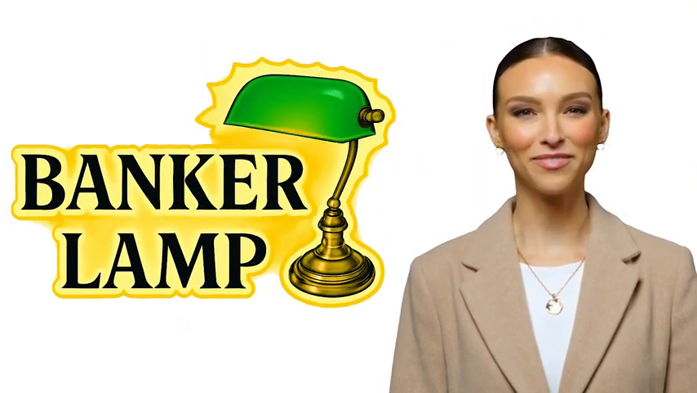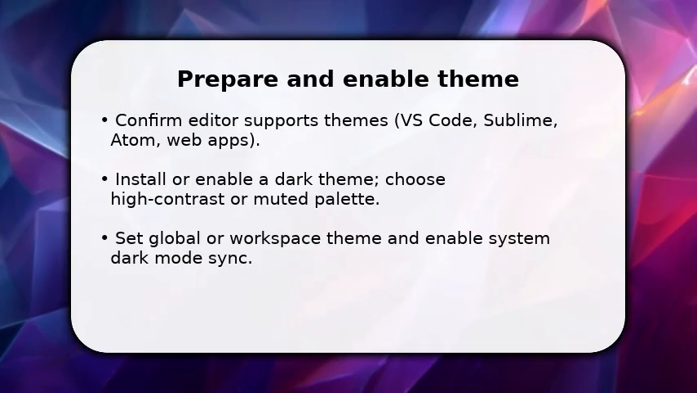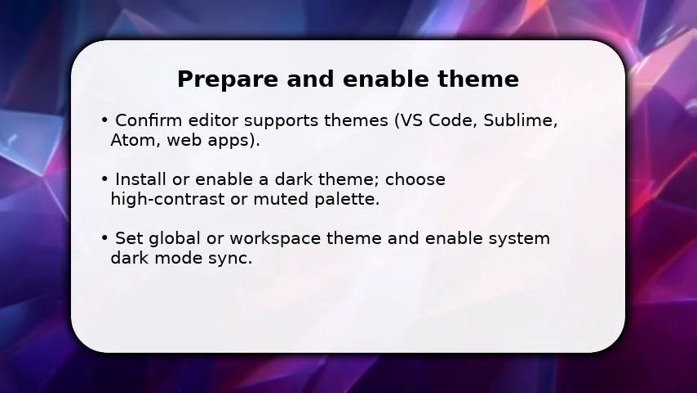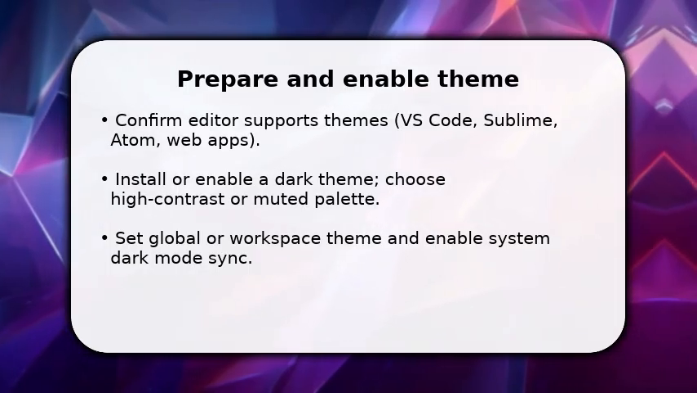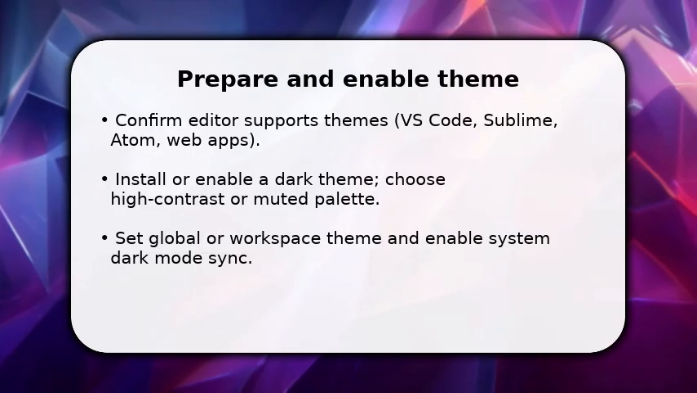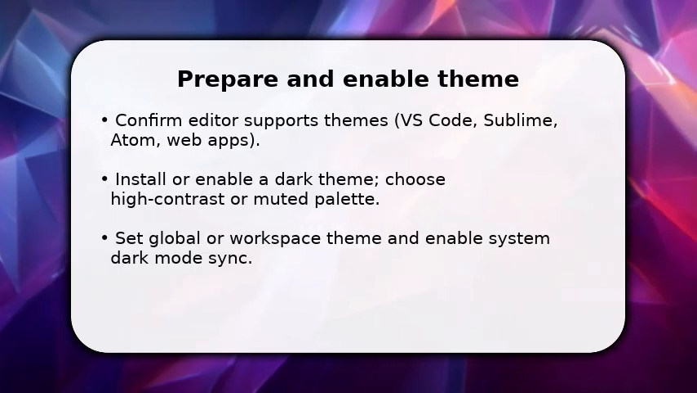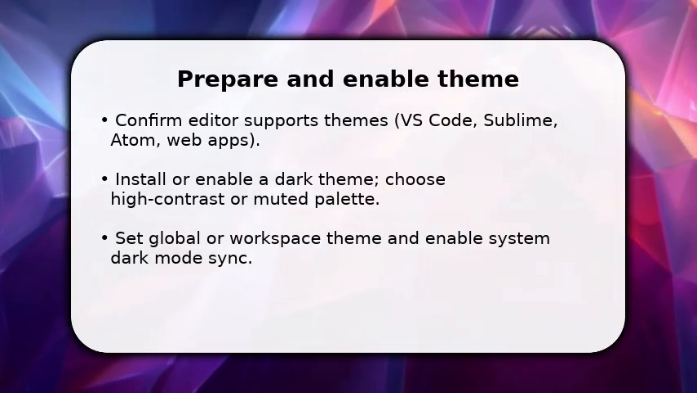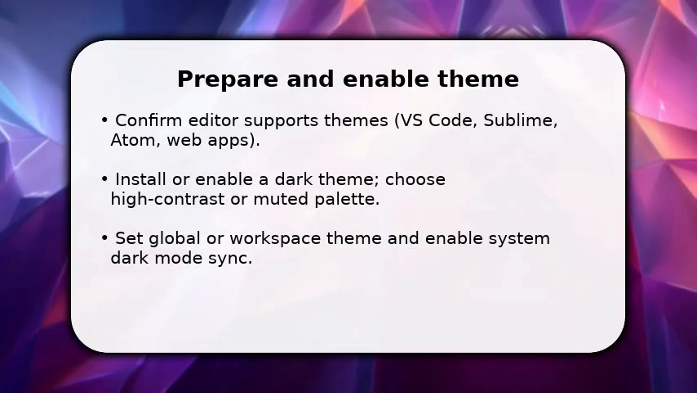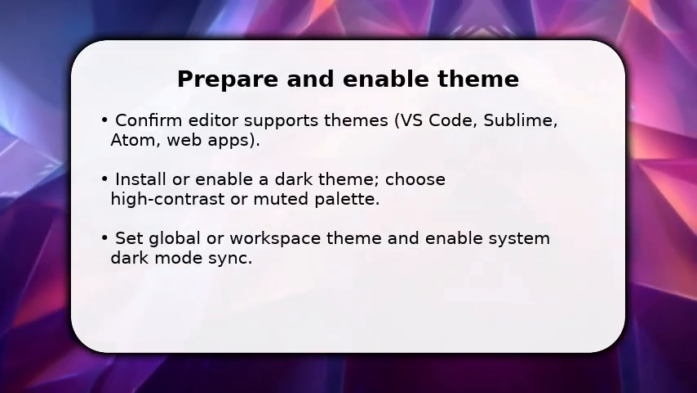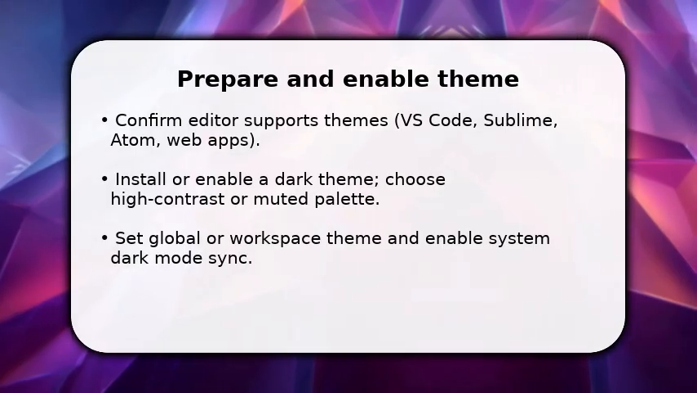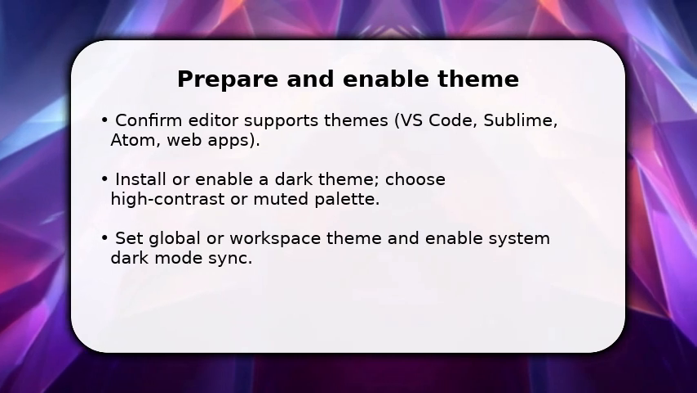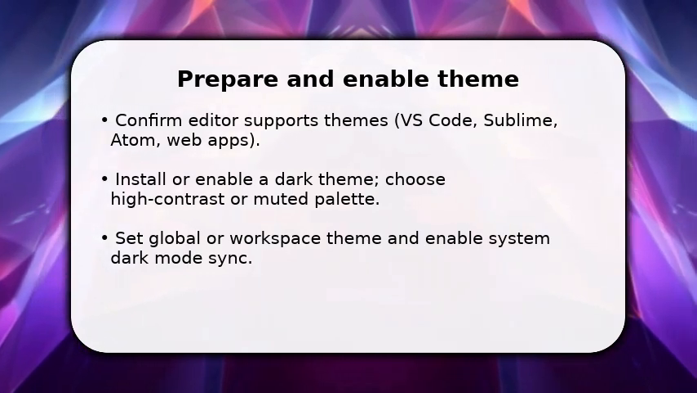Please enjoy the video. You start by confirming your environment supports themes and color customization. Install a vetted dark theme package or select one built into your editor. This gives consistent UI colors. Once done, enable the theme at global or workspace level so code blocks inherit styles. Make sure to toggle any system-level dark mode sync if you want automatic switching between light and dark. By starting here, you avoid color mismatches and ensure syntax highlighting layers will apply predictably to code blocks.